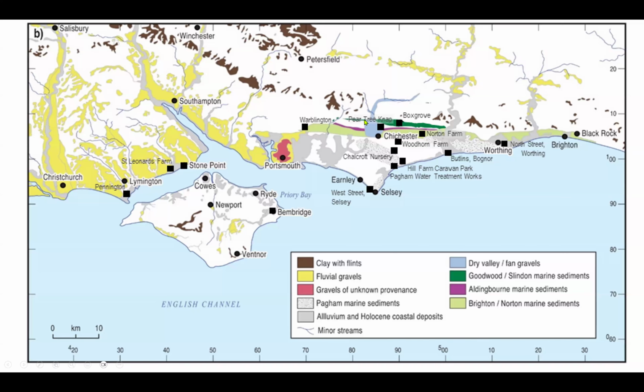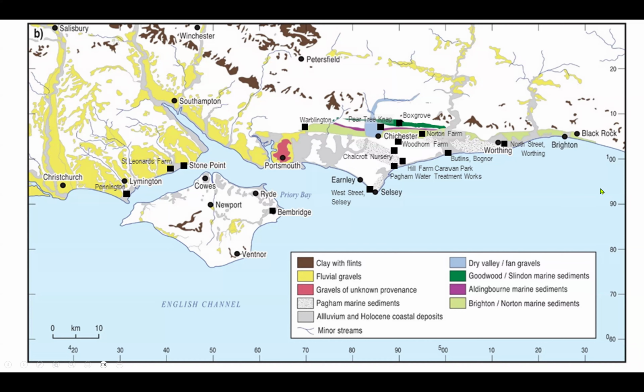And then over in the east, you've got these different raised beach deposits, basically. So the green is the Goodwood-Slindon Formation. The purple is the Aldingbourne Formation. It's not nearly as well defined as it looks on the map. This light green is the Brighton Norton raised beach, and I'm going to show you pictures of all of these because it's the end of the working day and we need pictures.